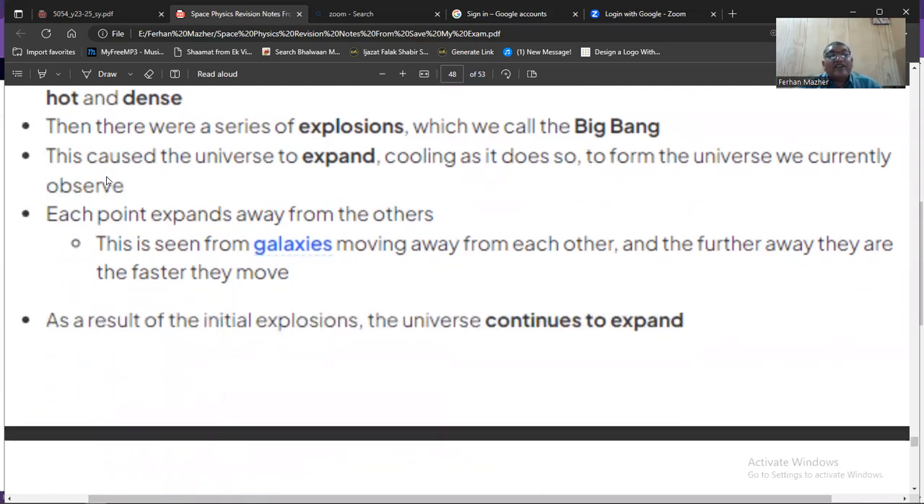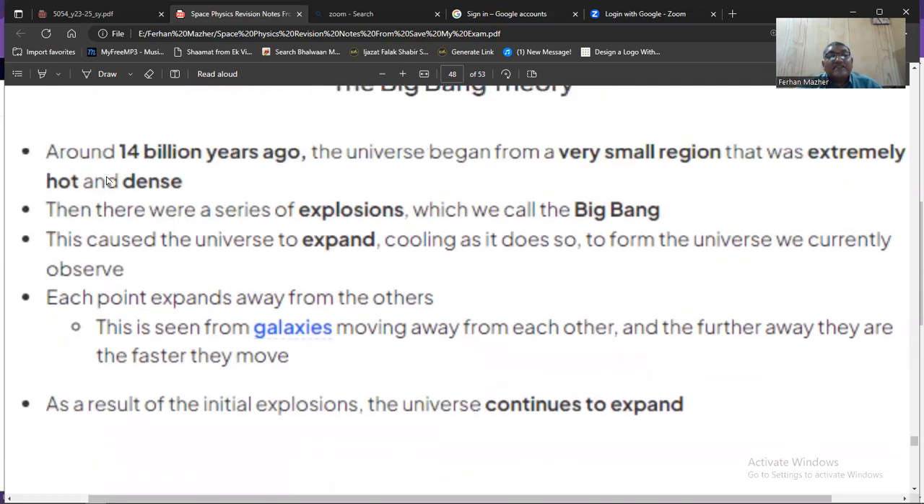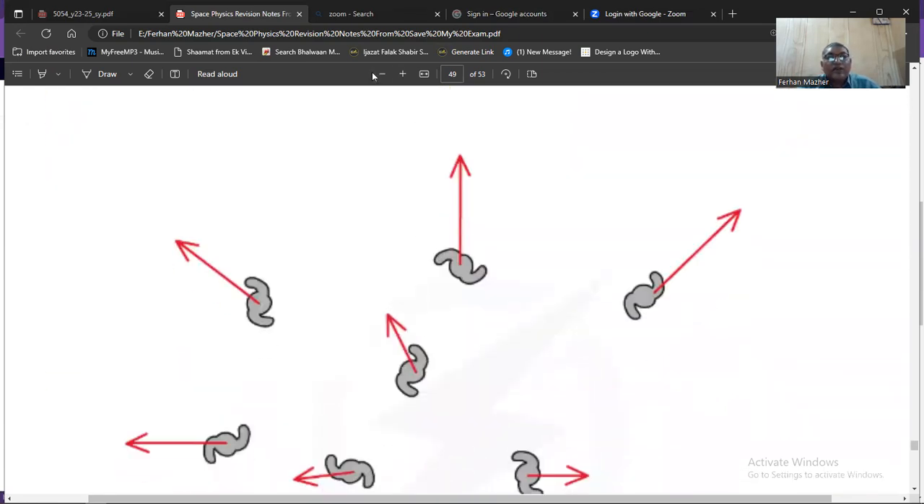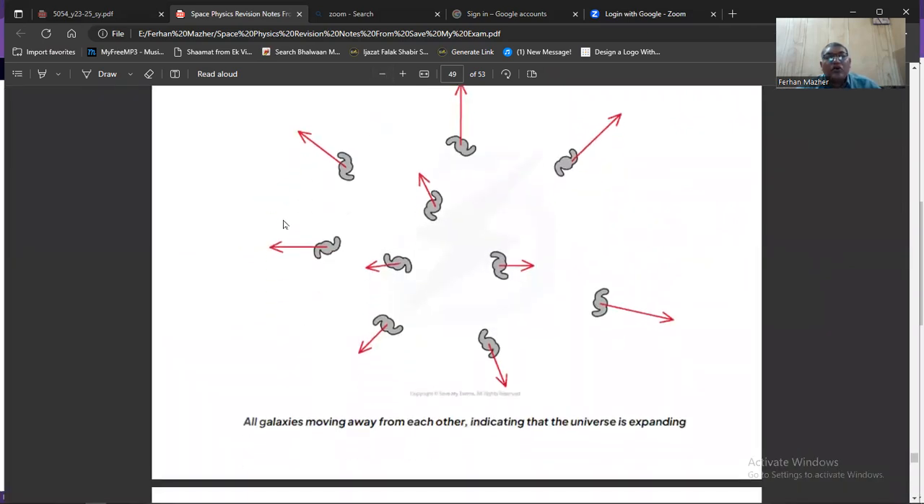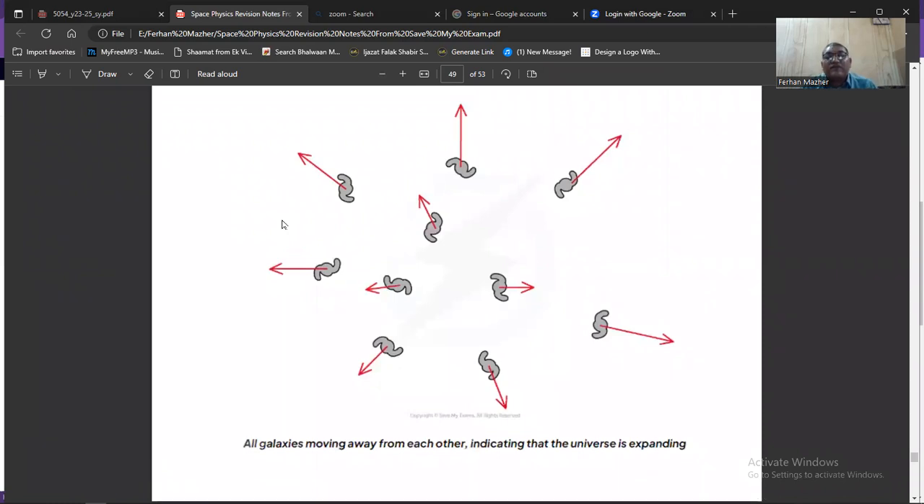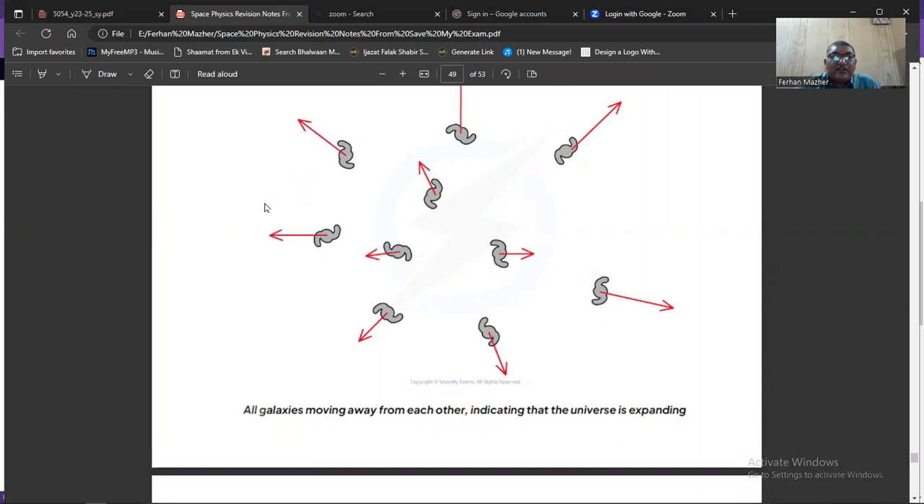Each point expands away from the others. This is seen from galaxies moving away from each other, and the further away they are, the faster they move. As a result of the initial explosions, the universe continues to expand. So here we have a diagram. We reduce the size. Okay. So all galaxies are moving away from each other, indicating that the universe is expanding.